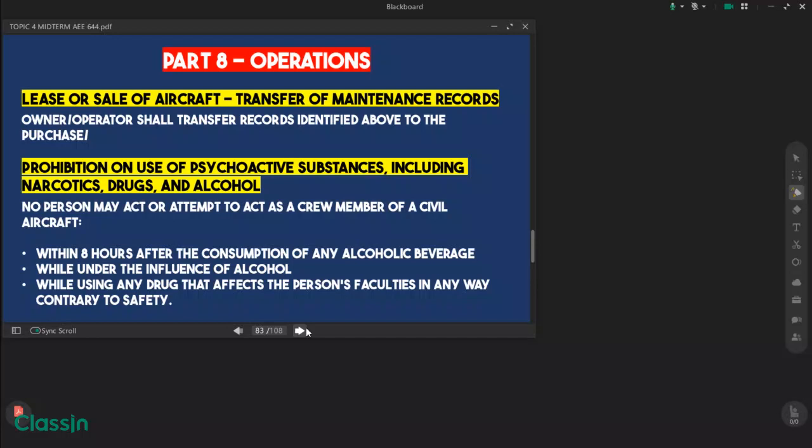Okay? And also, while under the influence of alcohol. So, dapat pumasok ka sa trabaho mo na hindi ka lasing. So, sa lahat naman ng company, kailangan gano'n eh. Dapat nasa good condition ka. Okay? And lastly, while using any drug that affects the person's faculties in any way contrary to safety. So, dapat hindi ka nakagamit any drugs. Okay? So, tandaan niyo yan, mga certain rules na kailangan. So, within 8 hours and so on.